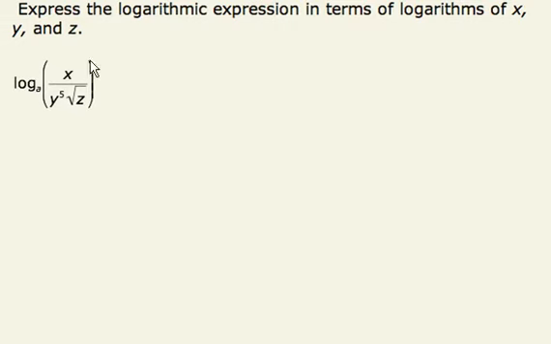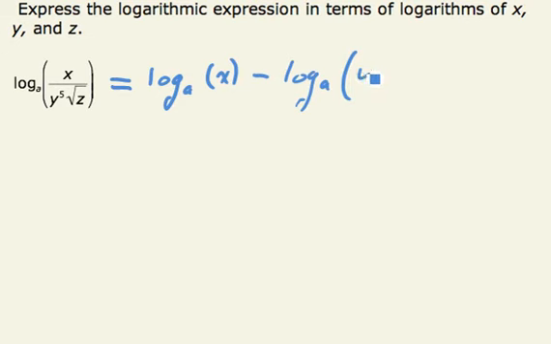To change this expression and write it in terms of logarithms of x, y, and z, we need to recall the properties of logarithms. The first property we're going to use says that the logarithm of a quotient is the difference in the logarithms. So, log base a of x minus log base a of y to the fifth square root z. The logarithm of a quotient is the difference in the logs.